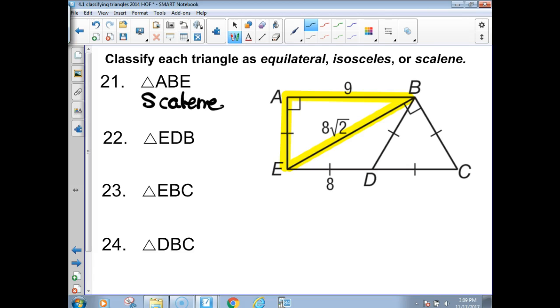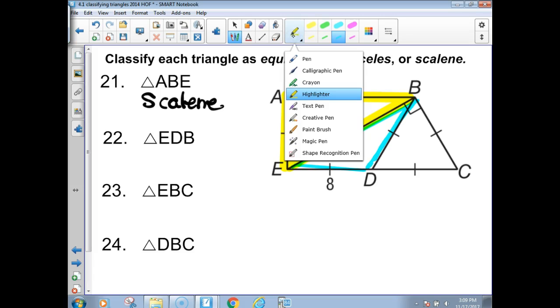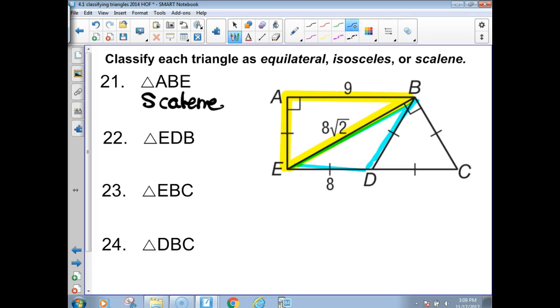Ooh, calligraphy pen. Try another with the click. No. All right, highlighter. I'm going to just highlight which triangle I'm talking about. EBD. I think I better get a skinnier highlighter. That's this one. And it has 2 equal sides, so it's isosceles.